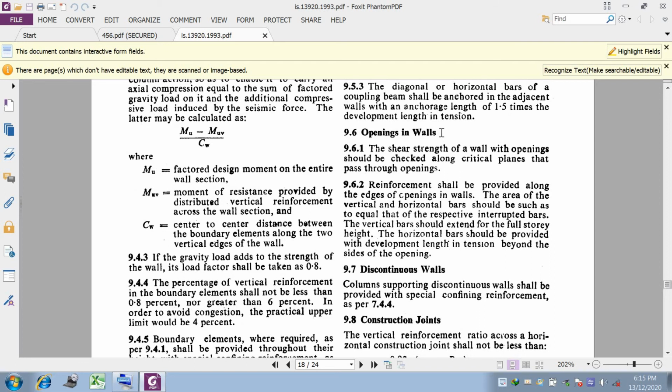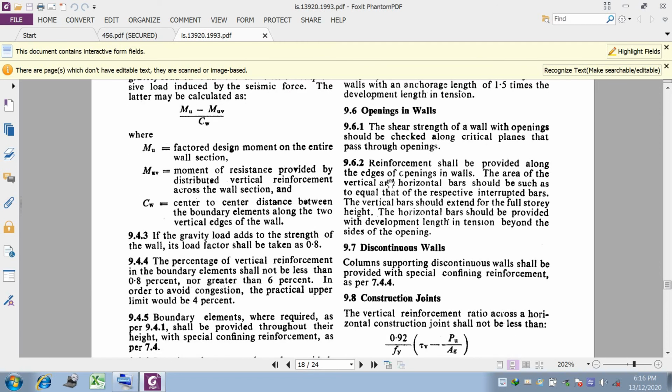If someone is interested in designing a shear wall with opening, what are the basic requirements? Let us see. As per clause 9.6, the shear strength of the wall with the opening should be checked along the critical plane that passes through the opening. The reinforcement shall be provided at the edge of the opening in the wall, and the area of the vertical and horizontal bars should be equal to that of the respective interrupted bars. The vertical bar should extend to the full story height, and the horizontal bar should be provided with the development length in tension beyond the side of the opening.